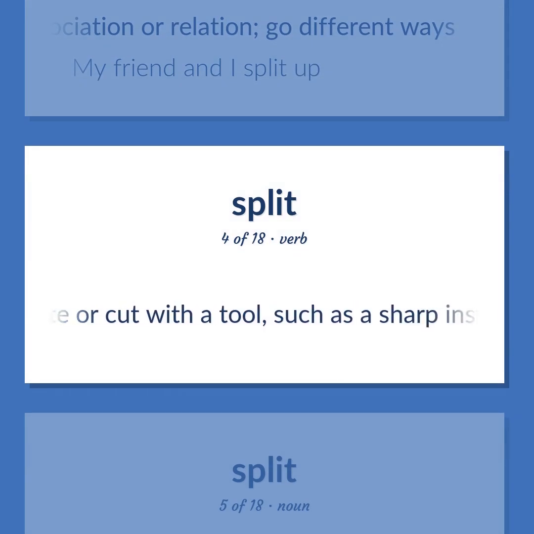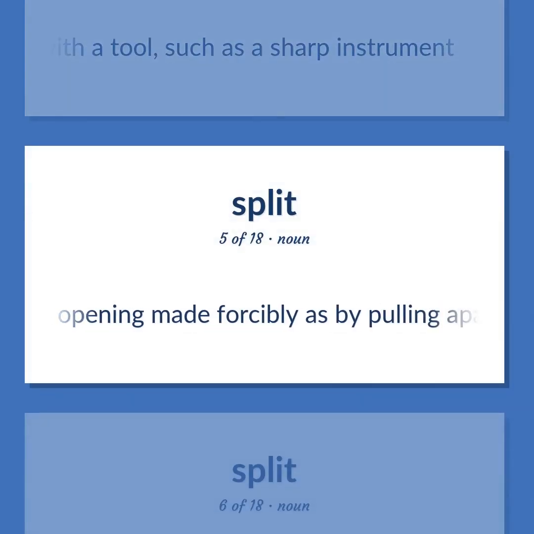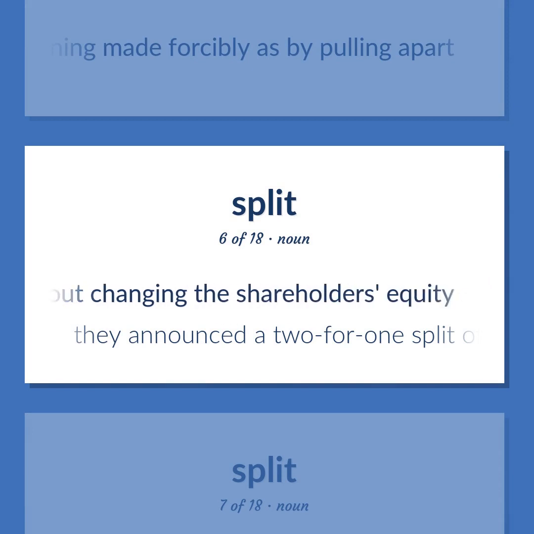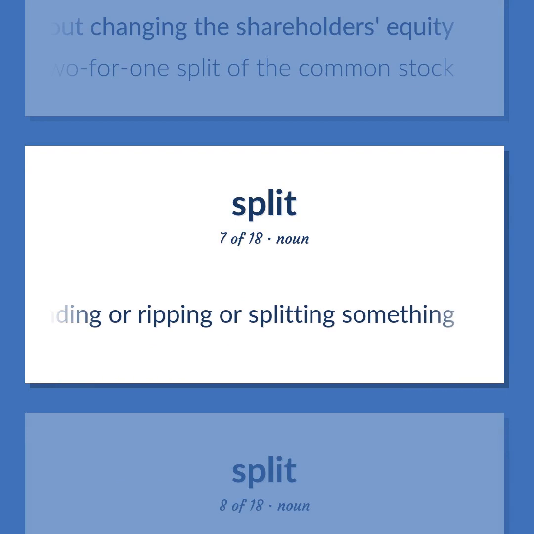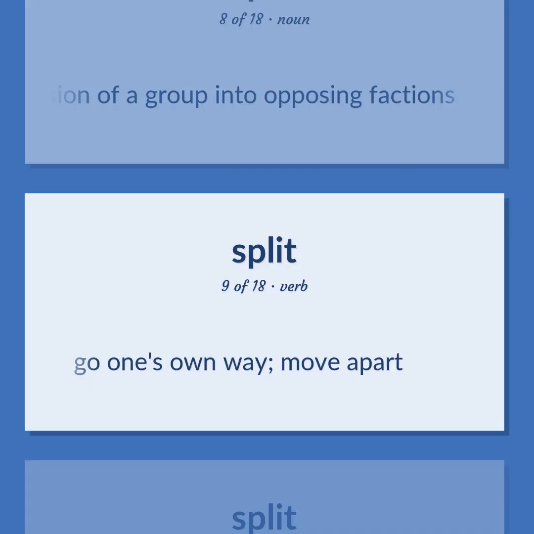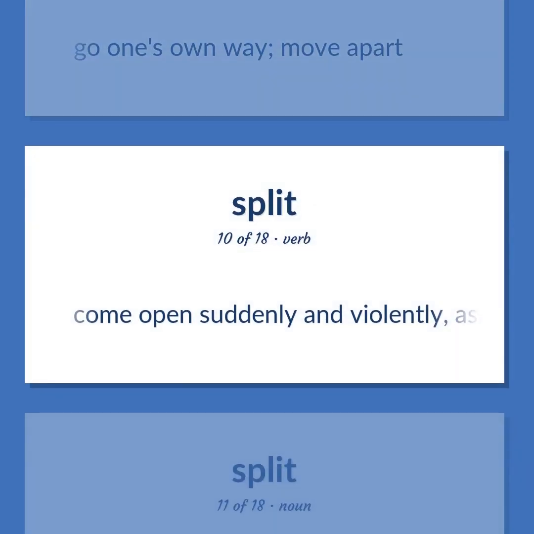Separate or cut with a tool, such as a sharp instrument. An opening made forcibly as by pulling apart. An increase in the number of outstanding shares of a corporation without changing the shareholders' equity. They announced a 2-for-1 split of the common stock. The act of rending or ripping or splitting something. Division of a group into opposing factions. Go one's own way. Move apart. Come open suddenly and violently, as if from internal pressure.